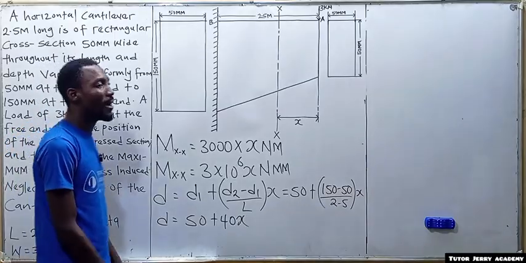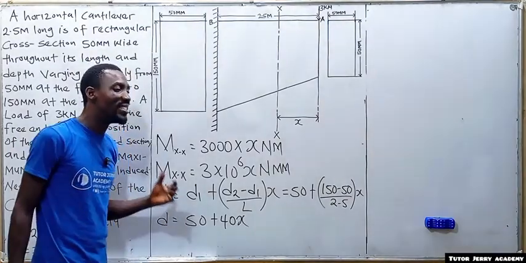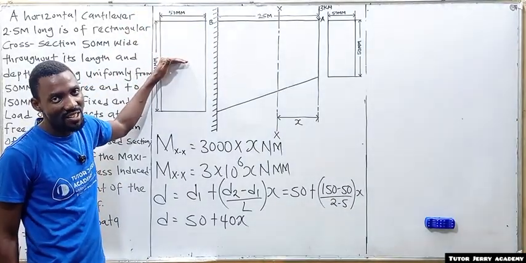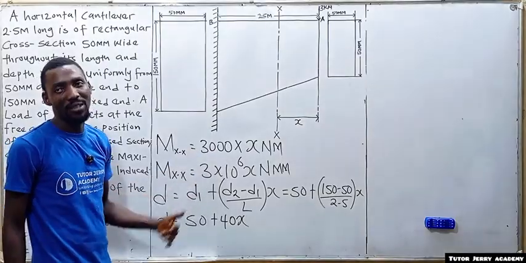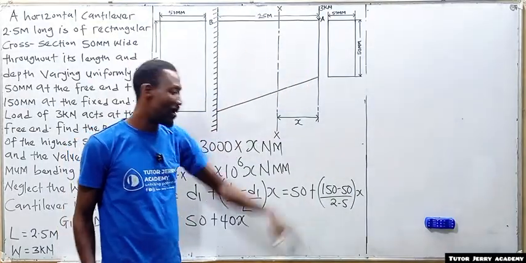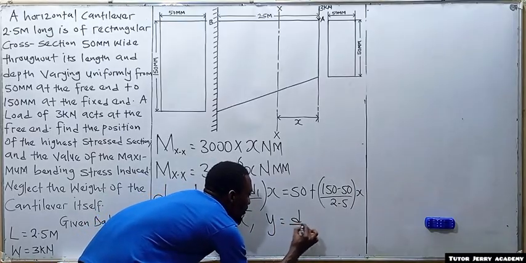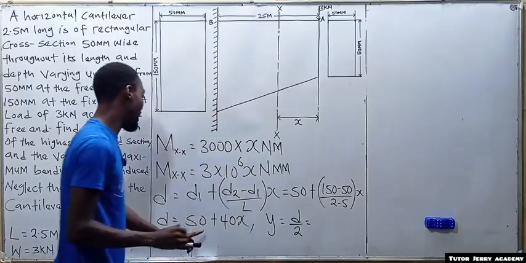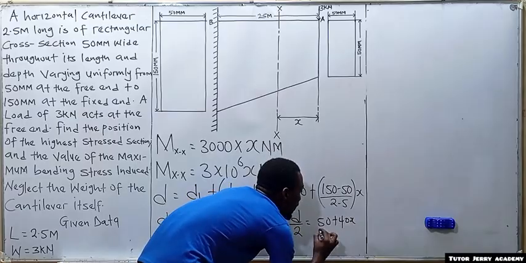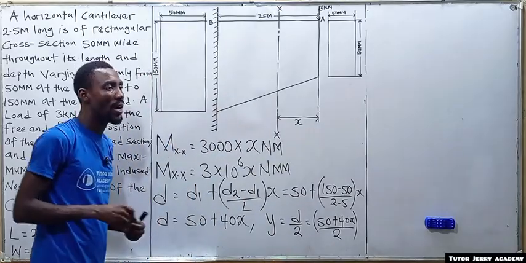That is our depth. Now, the next thing we want to find is our Y. You know, our Y is the distance from the top part of the beam to the neutral axis. So it means D divided by 2, and for the case of a rectangular section, it is D divided by 2. So Y will be equal to D divided by 2, and our D is 50 plus 40S, divided by 2. All right, so that is what we are going to have.